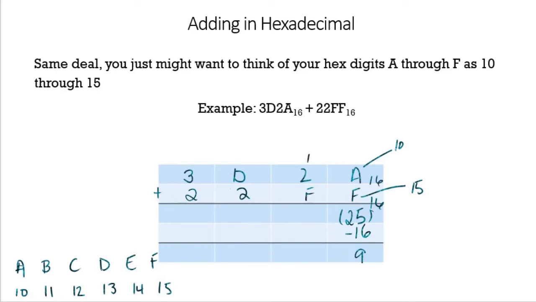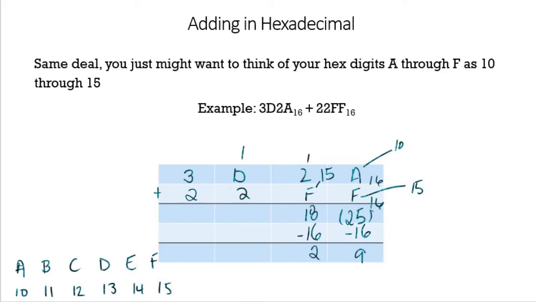Okay. 1 plus 2 plus F. What is F? F is 15. So here we have 18. We can only go to 15. We could only go to F. So for more than that, we're going to have too much. So we're going to subtract 16 and make sure that we carry a 1 into the next place value. 18 minus 16 is 2.